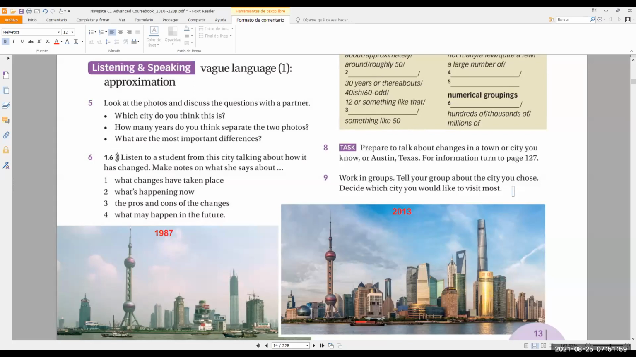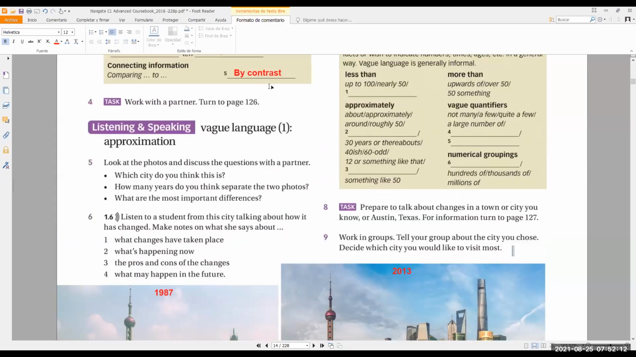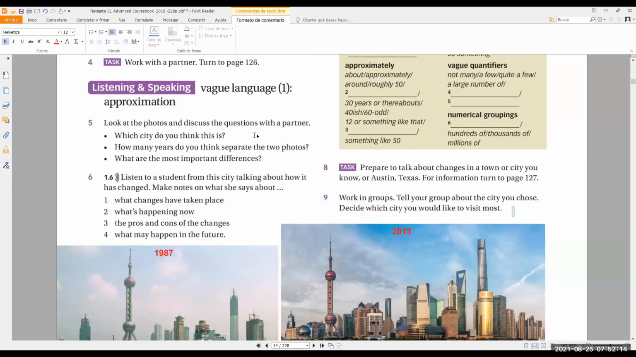The second question, thank you very much, Felipe. The second question, what's happening now? What do they say about what's happening now? They say something really important there. I believe that's one of the most important parts. What would you say, guys, regarding what's happening now?